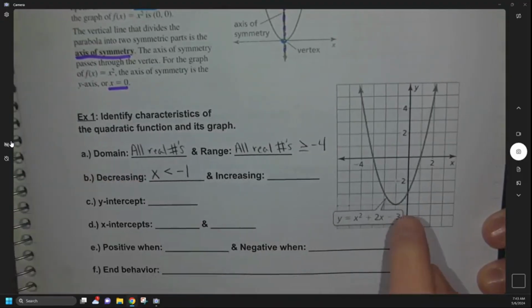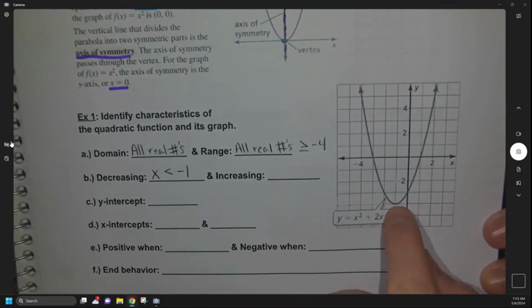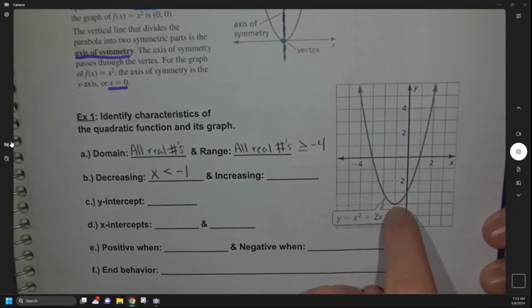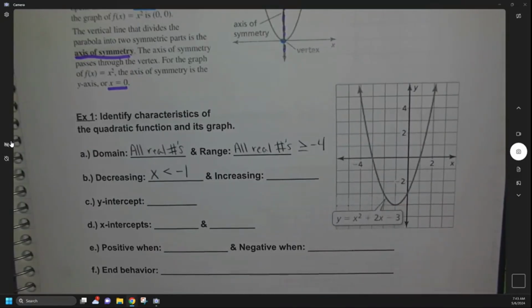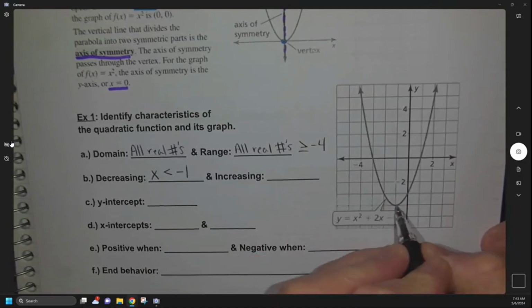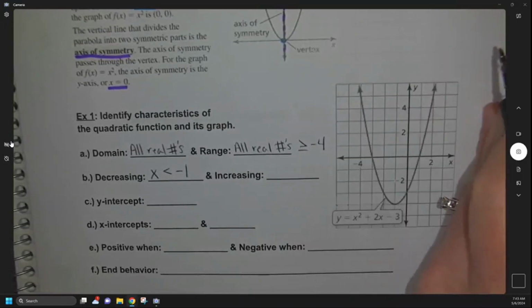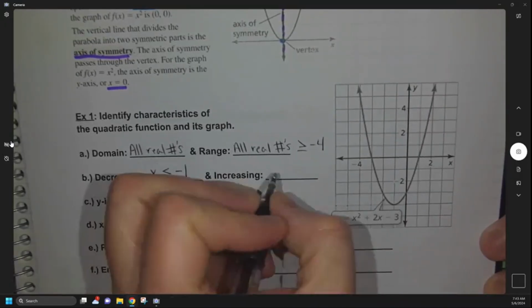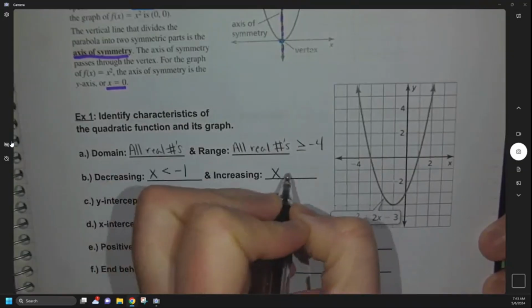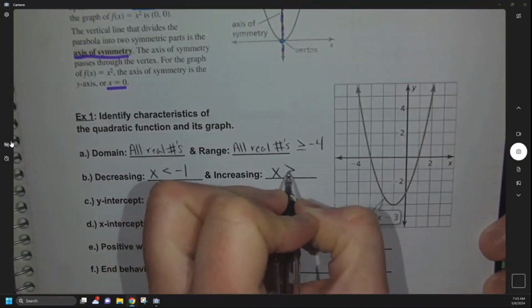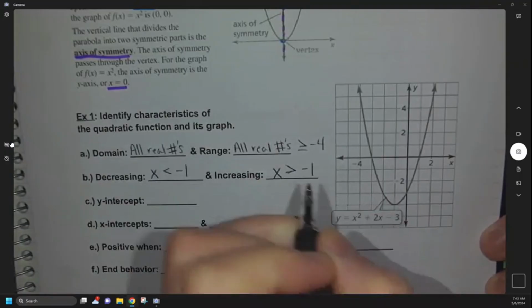Now remember, it can't be equal to -1 because right at that one spot right here where x is equal to -1, it's not increasing and it's not decreasing. That's the spot where it transitions from one to the other. So for increasing after that, all the values greater than -1 are going to give us an increasing section of our graph. So x is greater than -1.